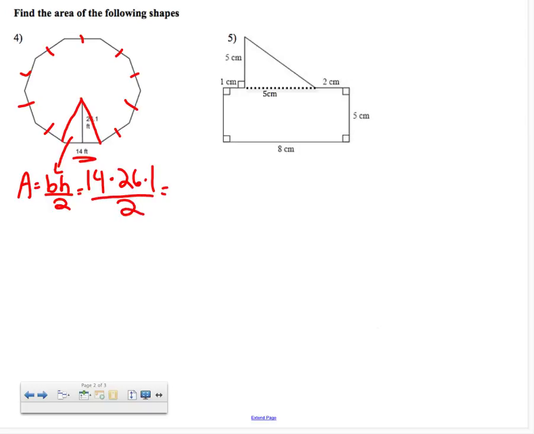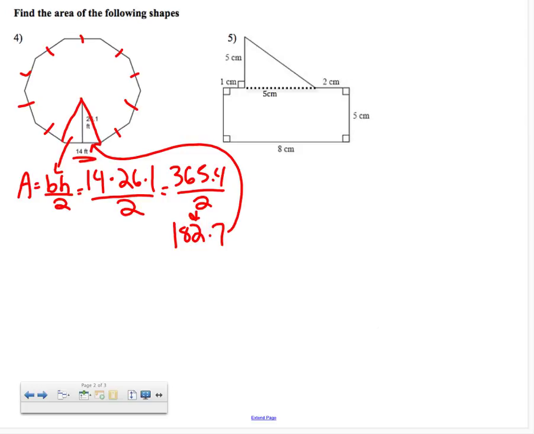So again, if you do some quick math here, 14 times 26.1 will give you 365.4. You cut that in half, and you get 182.7 feet squared, obviously. So that is the area of one triangle. That is the area of one of those triangles.